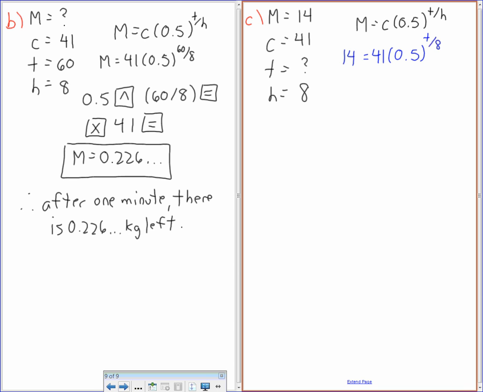Now, I want everyone to try this, okay? Because this is very much like the third warm-up we did here, right? It's the exact same question, except there's going to be decimals and all that stuff. So 14 divided by 41 is 0.3414, of course.